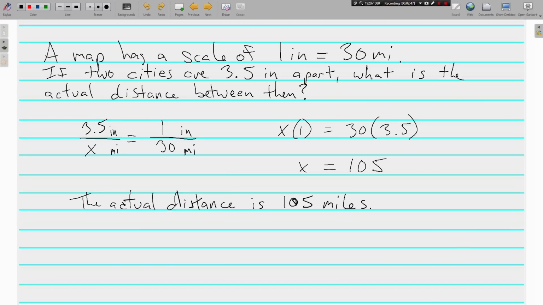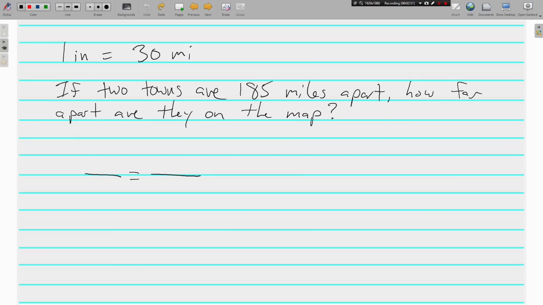Let's look at another one involving a map. We're going to use the same scale. 1 inch is 30 miles. If two towns are 185 miles apart, how far apart are they on the map? So this one's different in that we know their actual distance apart, and we want to find their map distance. 185 miles is going to be how far on the map?